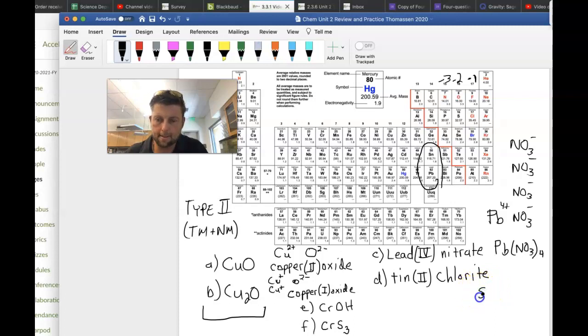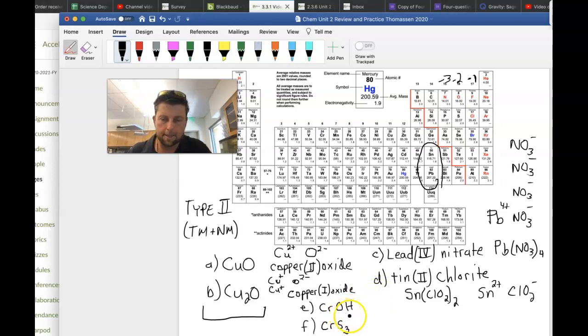So Sn is tin, and we're told it has a 2+ charge. Chlorite is ClO2-, so we're going to need 2 of those. So tin 2 chlorite is Sn(ClO2)2. Parentheses are very important for polyatomic ions. Otherwise, it would look like NO34 or ClO22. So those parentheses are very important. For E and F, and then I'll add G, you can pause if you want.